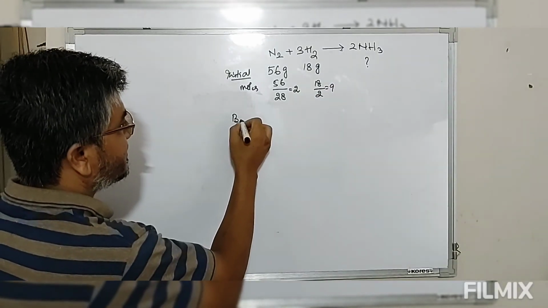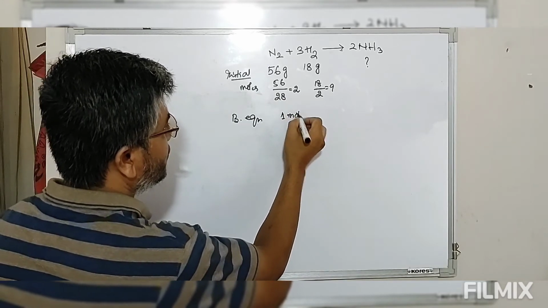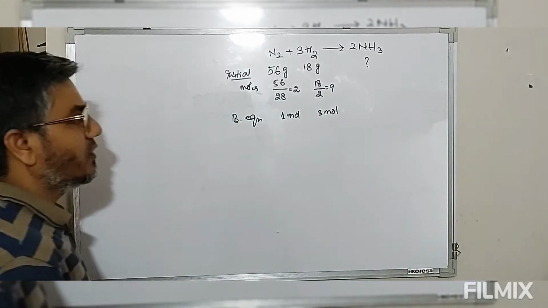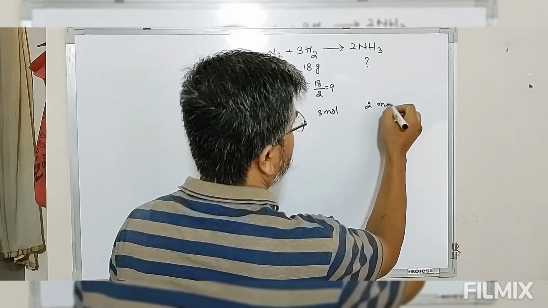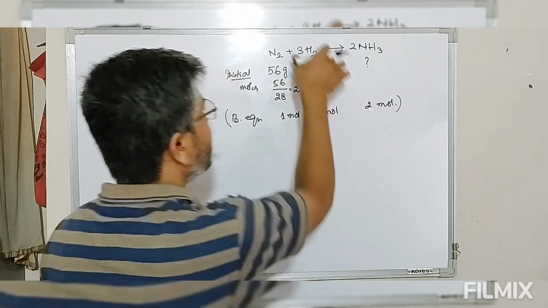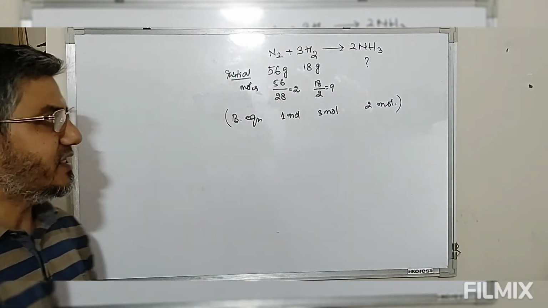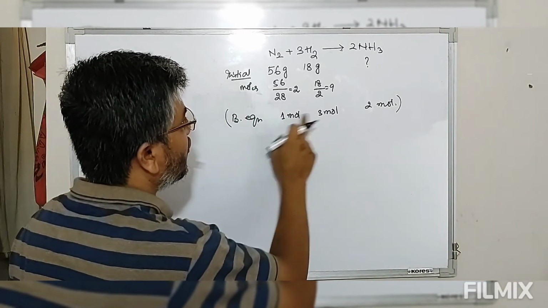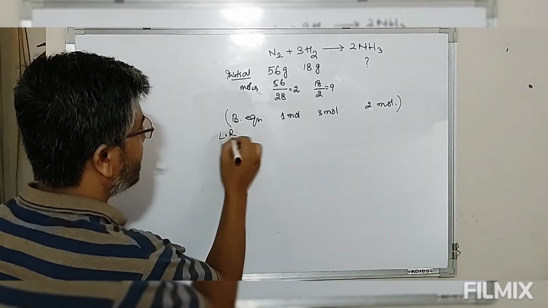Now the balanced equation says 1 mole of nitrogen will always react with 3 moles of hydrogen to give you 2 moles of ammonia. So this is the balanced reaction. This is initially what is introduced in the reaction container for this chemical reaction to take place. So now look at this. From the balanced reaction, which says 1 mole requires 3 moles, the first thing is we have to define the limiting reagent.